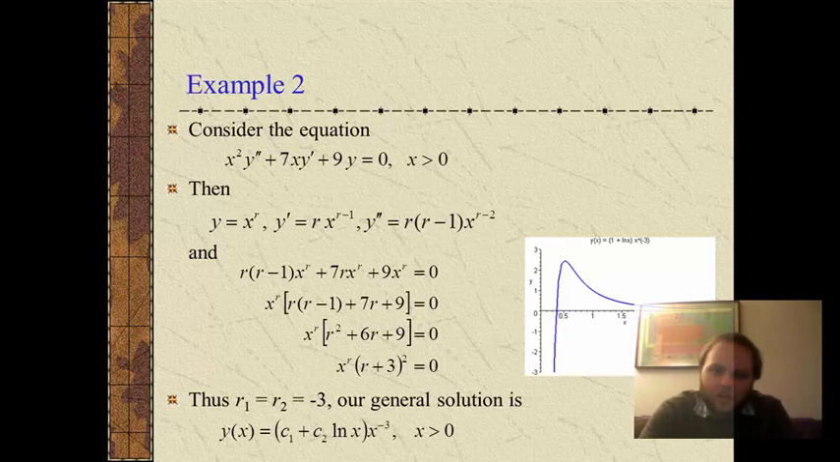So, consider the equation x squared y double prime plus 7xy prime plus 9y is equal to 0. Surprise, surprise, it's going to be a repeated roots problem. I get the characteristic equation r squared plus 6r plus 9 is equal to 0, or r plus 3 quantity squared. Since I have repeated roots of negative 3, I get c1 x to the negative 3, plus c2 x to the negative 3 natural log of x, or as the slide puts it, c1 plus c2 natural log of x, all times x to the negative 3, since there's a common term.